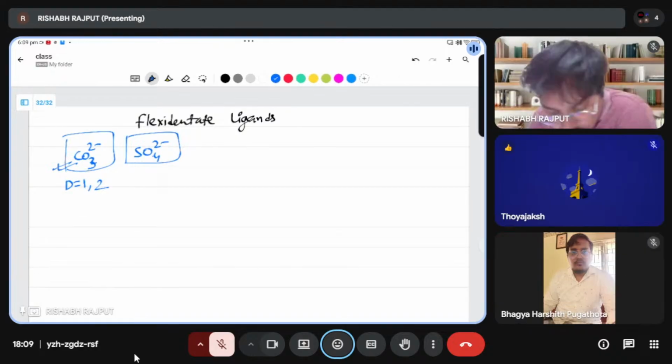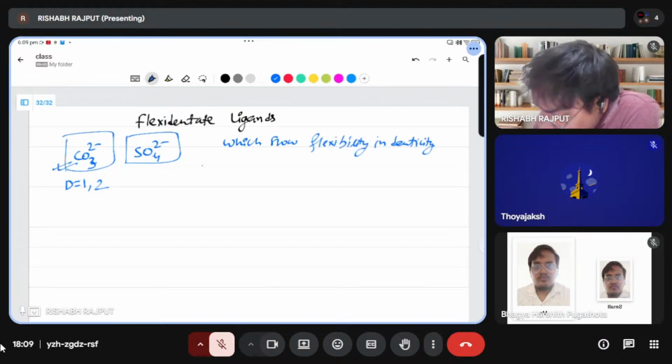You can say it has flexibility in denticity. And I will give you some examples, such as SO4 2 negative, NO3 negative, NO2 negative. So this type of example is there. It depends on the coordination compound. Sometimes they will show you one, sometimes they will show you two also. I will write one example here also, so you will get more idea.